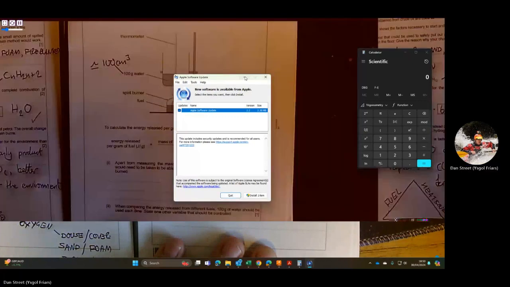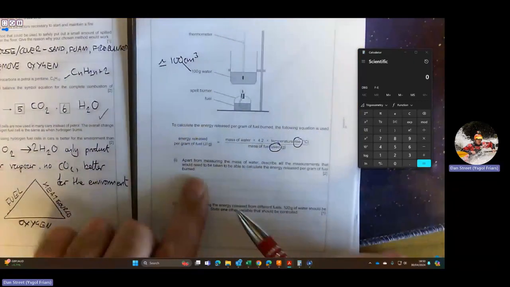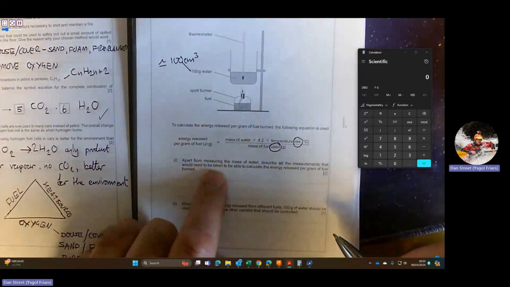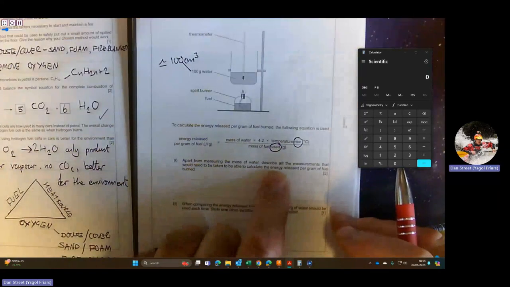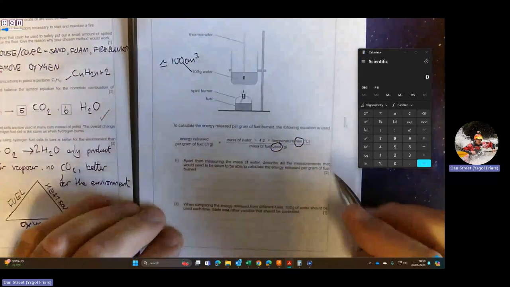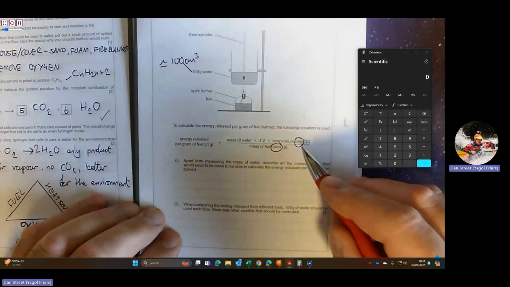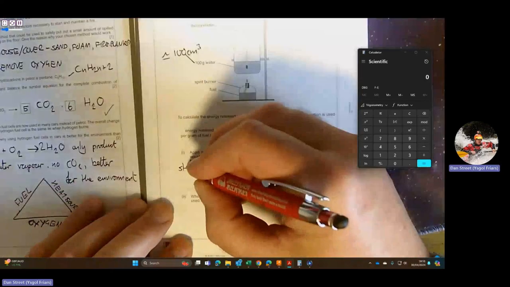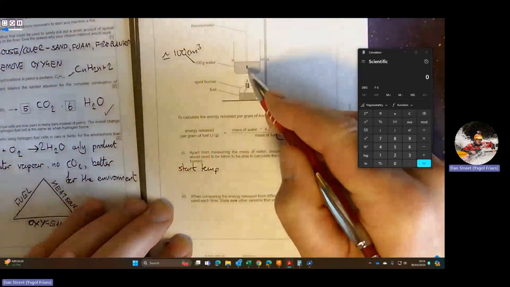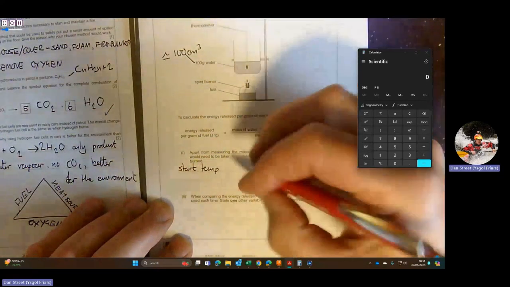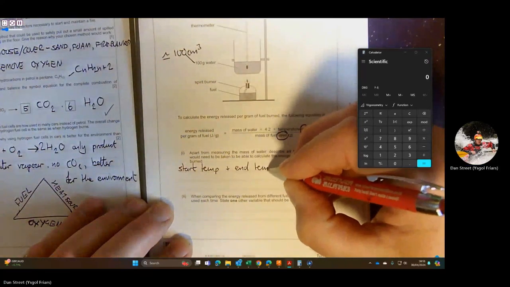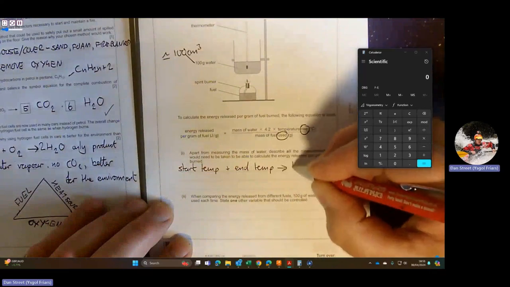Right, so apart from measuring the mass of water, describe all the measurements that you would need to be taken to be able to calculate the energy released per gram of fuel burned. We've got 2 marks for this. So we need to specify that we need the temperature rise. So we need the start temperature. Before you do the experiment, you need to measure the temperature of the water before you light the fuse, and the end temperature, and that will give you the temperature rise.